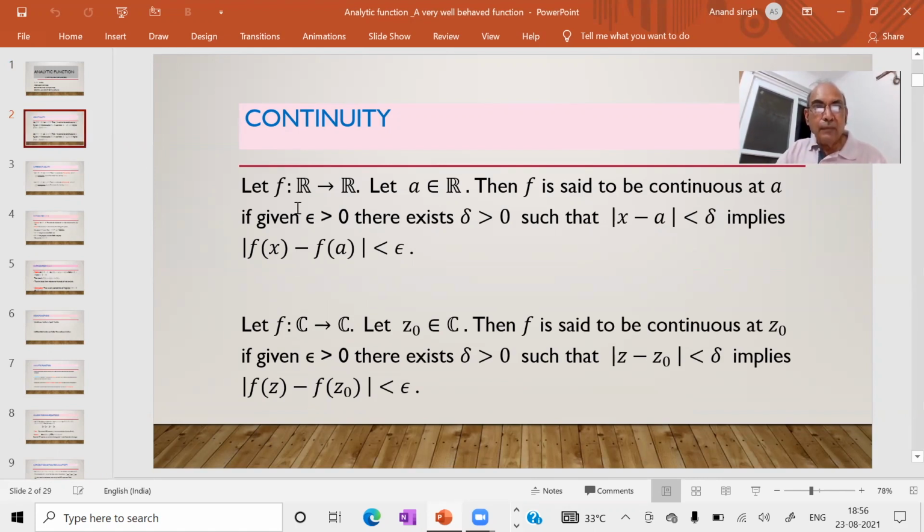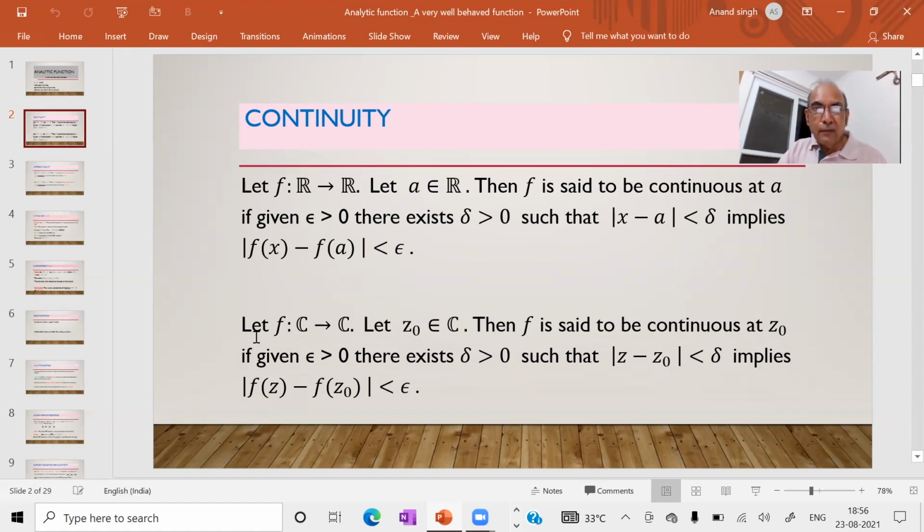Let F be a mapping from R to R, A be in R, then F is said to be continuous at a point A if, given epsilon positive, there exists a delta bigger than 0, so that |x minus A| less than delta implies |f(x) minus f(A)| is less than epsilon, where F is a mapping from R to R.